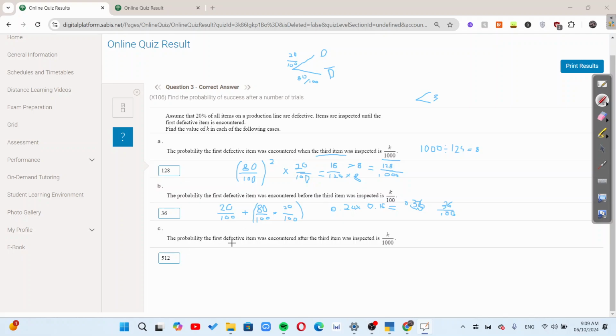Now part C, it's asking you what's the probability of the first defective item to be encountered after the third item. So you're gonna consider the probability that you got it on the fourth try, or anything after. You're not gonna actually count it as fourth try, it's just anything after the third try. So you're gonna assume that you had 3 successful tries. You didn't get a defective item in your first 3 tries. So you have to do 80 over 100 times 80 over 100 times 80 over 100. But to make it easier for you guys, just do it cubed.